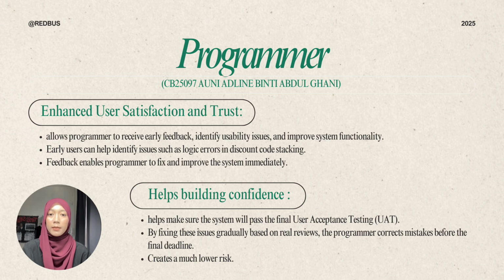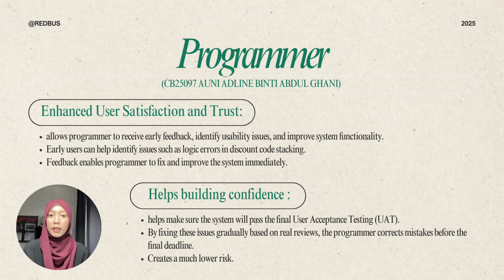For example, they might attempt to apply a 10% promotional code simultaneously with an existing loyalty voucher, and then an error is revealed where the system either incorrectly stacks the discounts or rejects a valid combination. This feedback enables the programmer to fix and improve the system immediately. Consequently, this strengthens user loyalty and retention, ensuring users are motivated to keep using the system and recommend it to others.